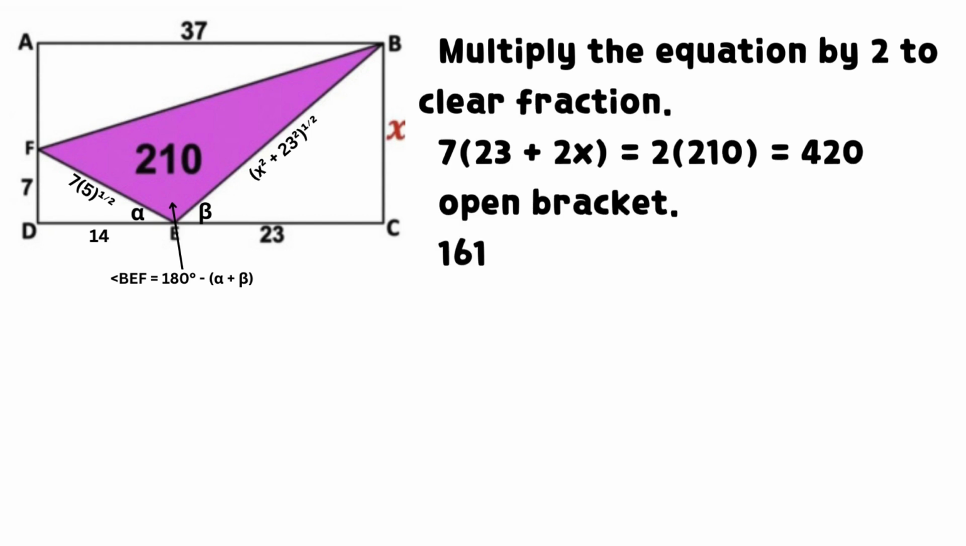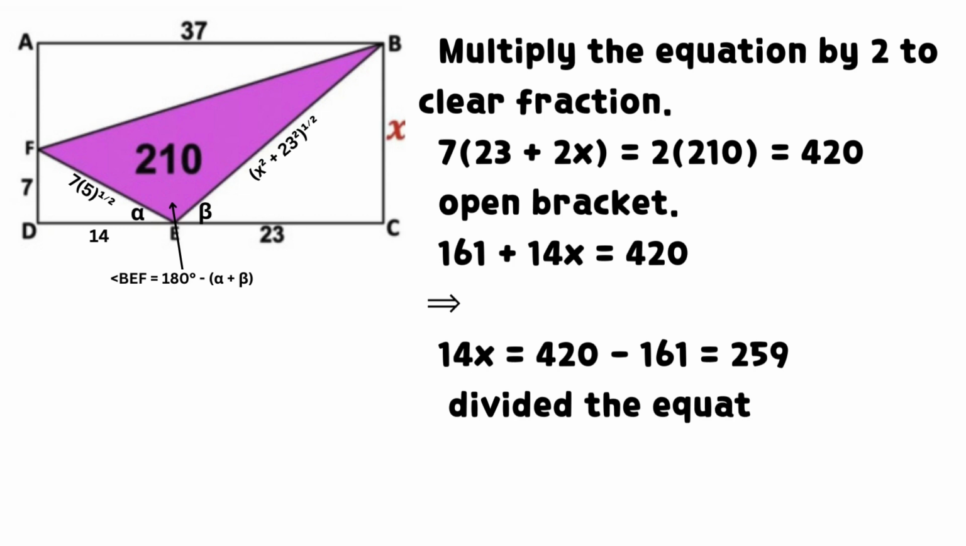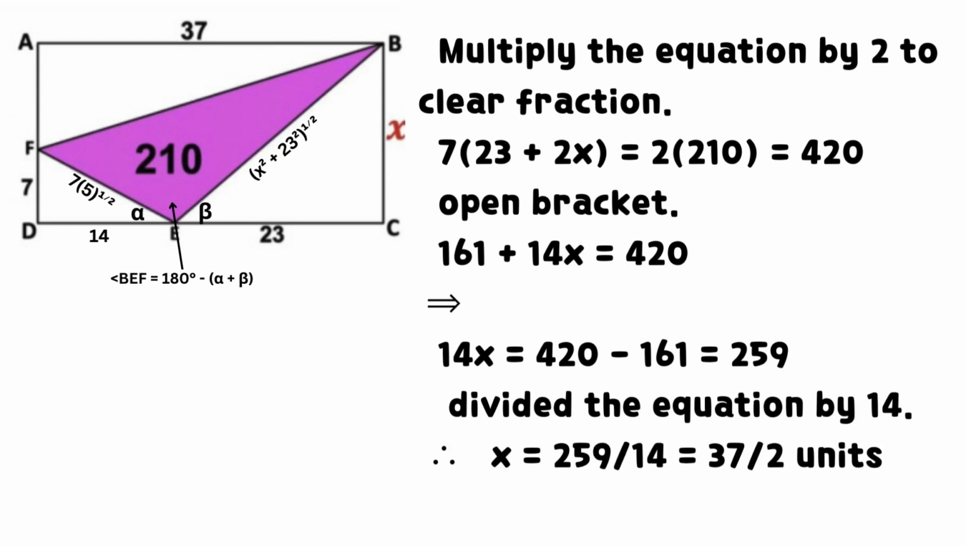Multiply the equation by 2 to clear the fraction, and we have that the product of 7 and the sum of 23 and 2 times x equals 420, as shown on the screen. Open bracket, that is, the sum of 161 and 14 times x equals 420. It implies that 14 times x equals 420 minus 161, which equals 259.